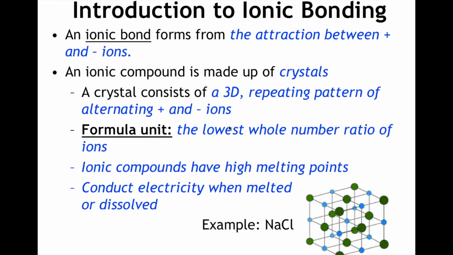Okay, and then a formula unit is the lowest number ratio of ions. So, I'm just making this up, but if it was Na2Cl2, the formula unit of that would just be NaCl. It's just the lowest whole number ratio.